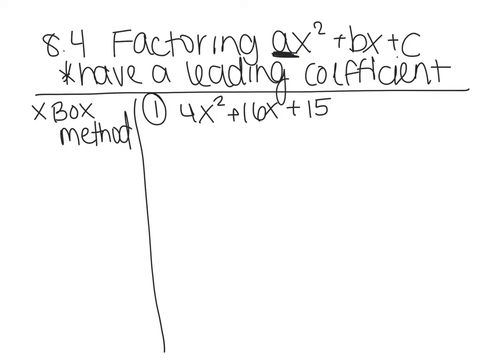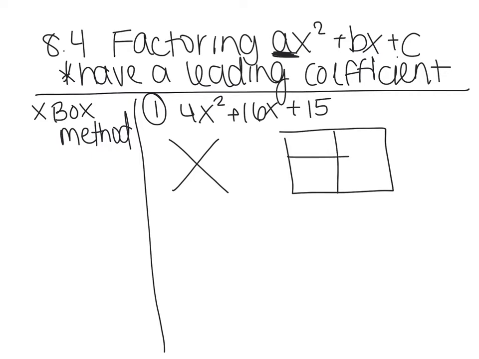All right, so we're going to do the X box method. So first, we're going to draw an X, and then we're going to draw a box. So this time, instead of C going on top, we're going to do AC, and then on the bottom is our B. So when I multiply A times C together, 4 times 15 is 60. And then 16 will go on the bottom.